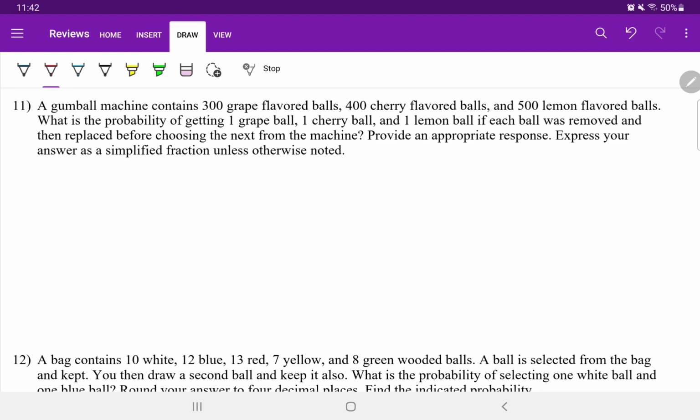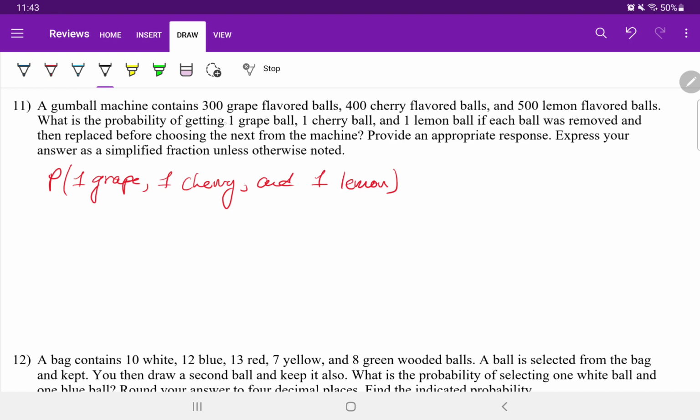So, find the probability of one cherry, rather, and put it in order of one grape, one cherry, and one lemon. And if you notice, it says after each time a bowl is removed, another bowl comes in to replace it. So, no matter how many candies I receive, that is always going to be put back before the next selection.